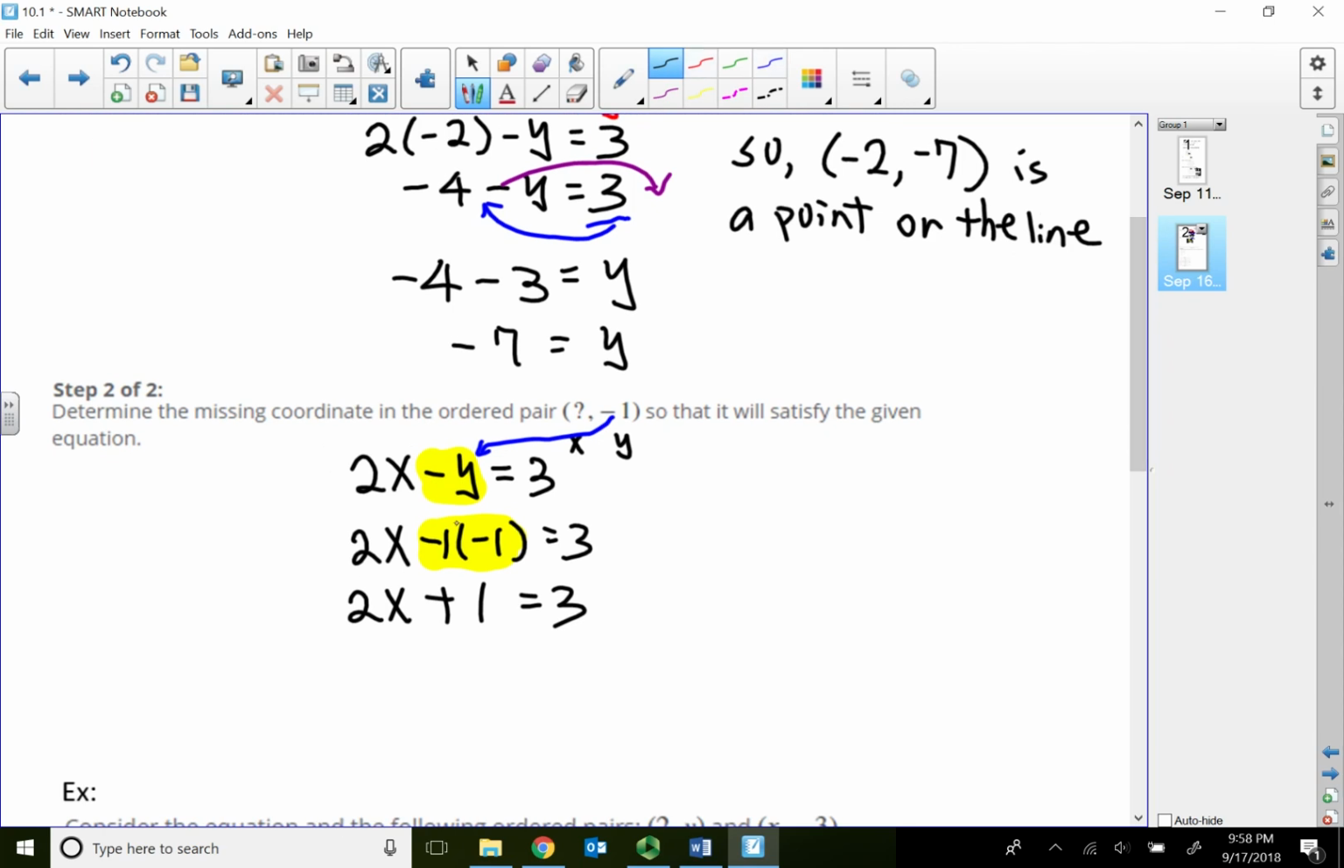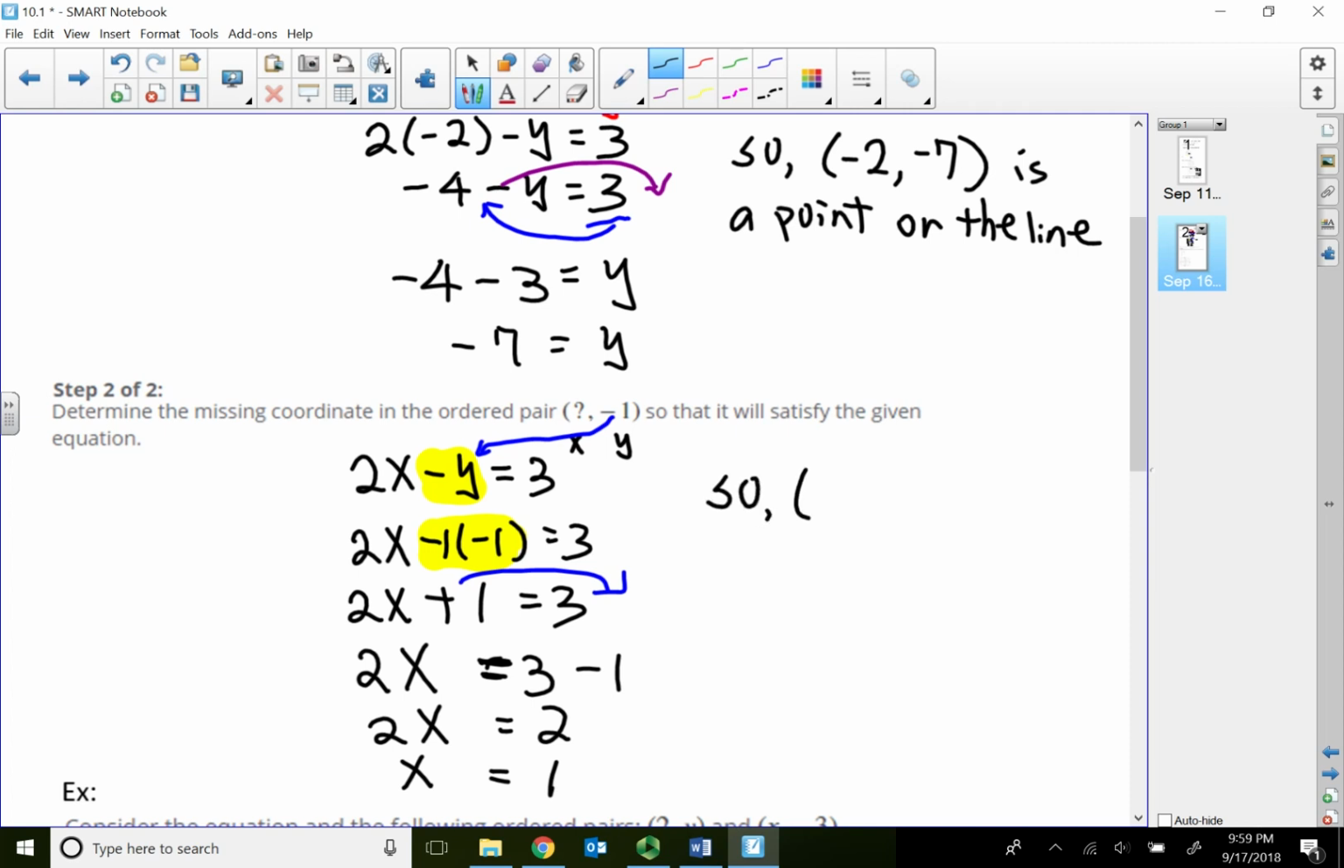To get 2x by itself, I've got to first move the +1 over. So that's 2x equal to 3 minus 1, which is 2x equal to 2. Divide both sides by the coefficient 2. My answer: x equal to 1. So this missing value, the question mark, is going to be 1. This coordinate, (1, -1), is also another point on the line.